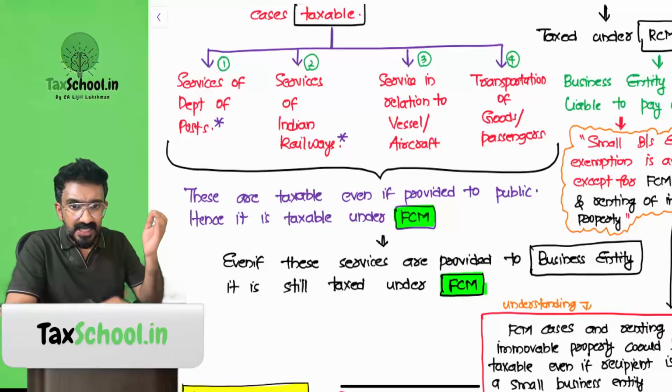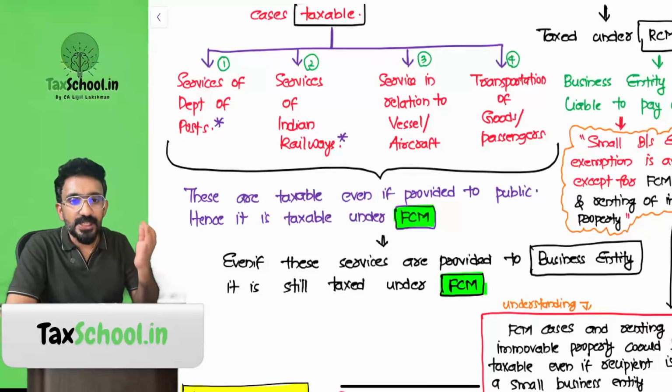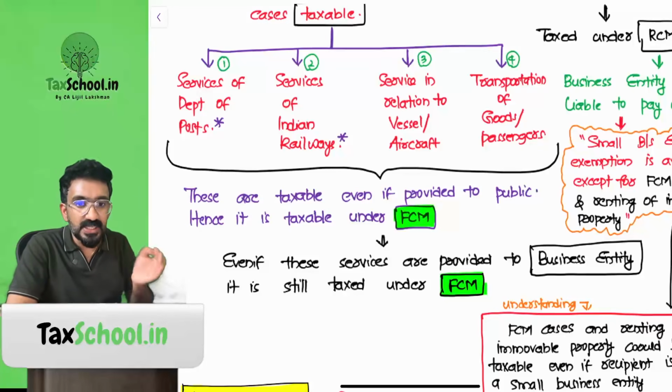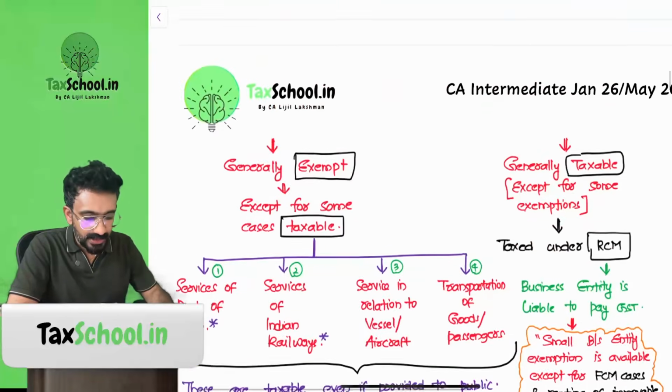Look at it. These are taxable even if provided to the public. Hence, it is taxable under FCM. Even if these services are provided to business entities, it is still taxed under FCM. So what can we say? Can I say all services to business entities are under RCM? No. So look at it.